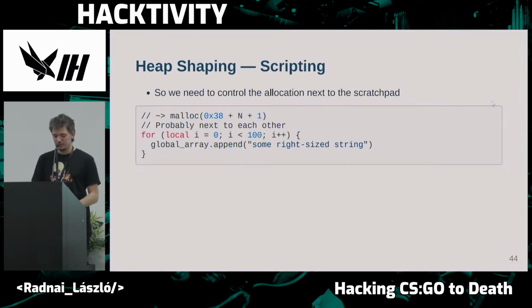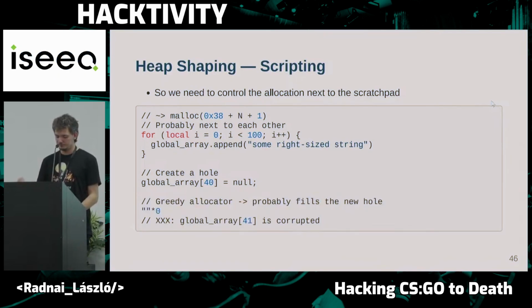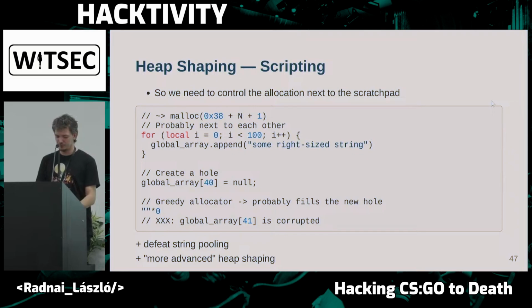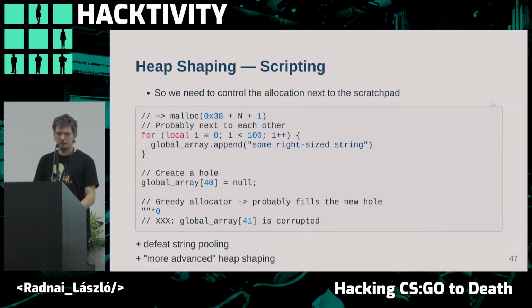We allocate 100 strings, and then we delete one. Probably these strings will be aligned next to each other in the memory, and when you create a hole and trigger the corruption by this primitive, the hole is filled, and the next allocation gets corrupted, and it's probably the next element in the array. There are other quirks. For example, you have to create distinct strings for each string object, and more advanced heap shaping can be used to be much more certain of the effect of this allocation. So you can be pretty sure that the next allocation will be here, and it will override these bytes of this object.